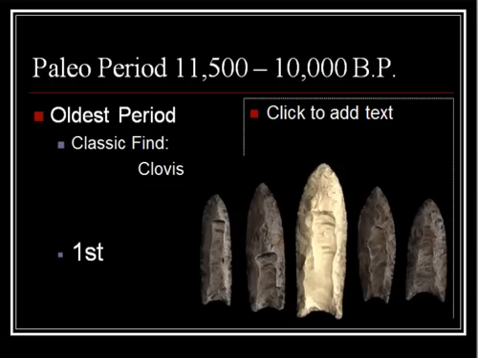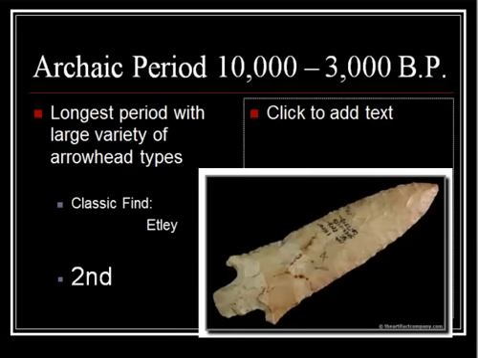The next period will be the Archaic period, which begins right after the Paleo, about 10,000 years ago, and ends approximately 3,000 years ago. This is the longest period with a large variety of arrowhead types. And the classic find here is the Etley. They're pretty cool arrowheads, if you ask me.